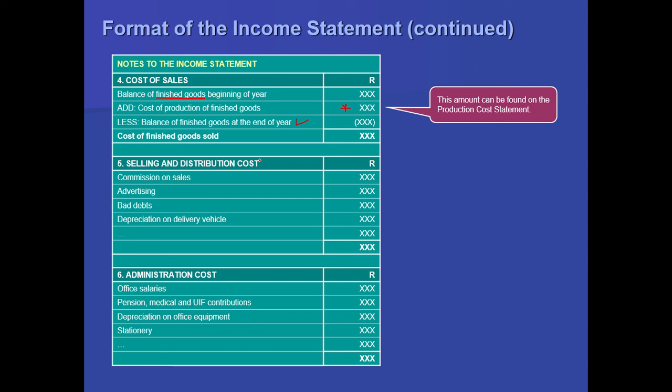Under selling and distribution, you've got commission on sales. You pay commission to your salespeople that are selling your stock, advertising, bad debts, depreciation on delivery vehicle when you deliver goods to customers. That will be part of your selling and distribution.